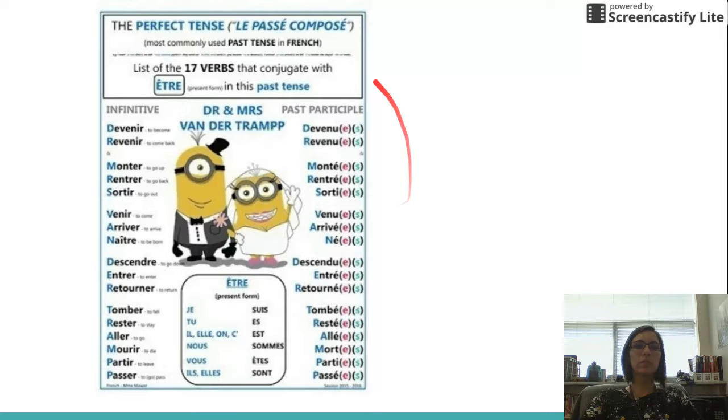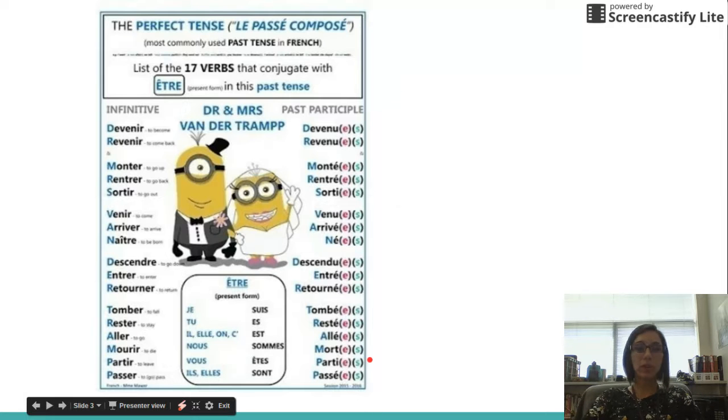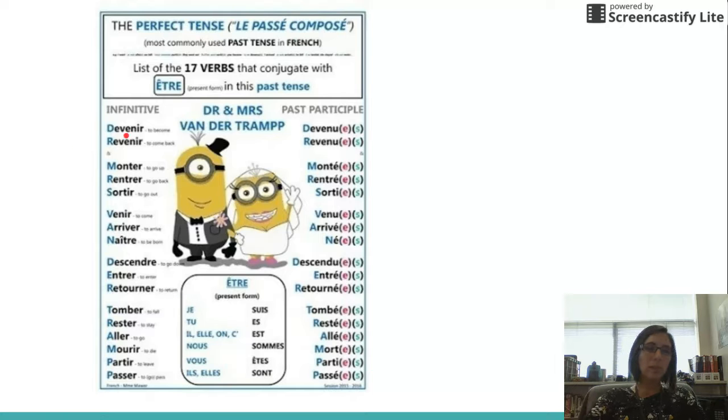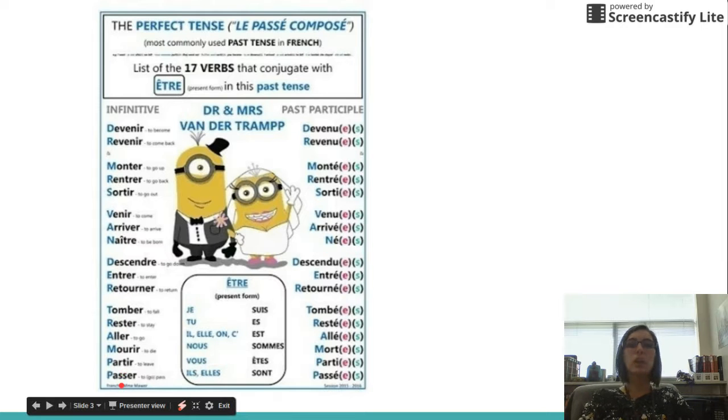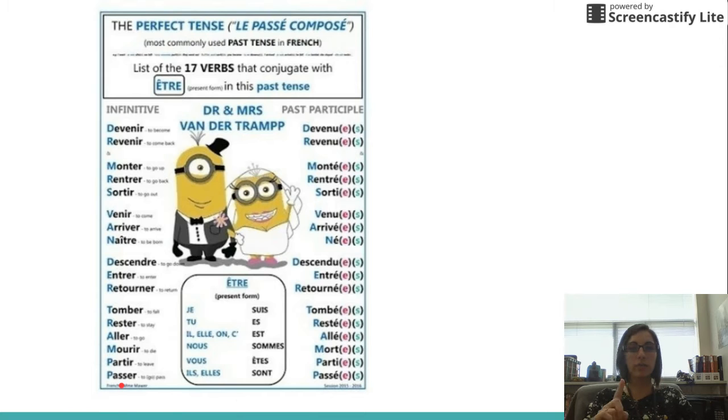Now here is our list of Van der Tramp verbs. You'll see they start out with these letters: D-R, M-R-S, V-A-N, D-E-R, T-R-A-M-P-P. Devenir, revenir, monter, rentrer, sortir, venir, arriver, naître, descendre, entrer, retourner, tomber, rester, aller, mourir, partir, and passer. You definitely want all of these verbs in your notes because these are the ones that will use être as the auxiliaire. So we've learned a lot of the definitions for some of these.